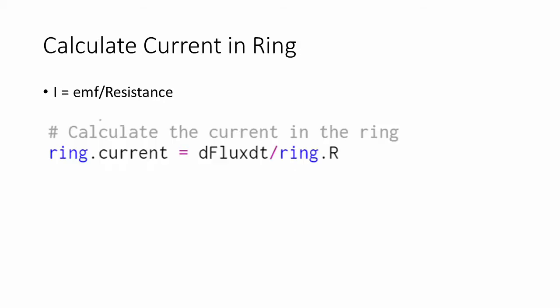And here in the code is what this formula looks like. Then we have to calculate the current in the ring. Now that we have the flux, we can find the voltage, or the EMF, and we can use that value to calculate the current by dividing it by the resistance of the aluminum foil. And so I is simply EMF divided by resistance.